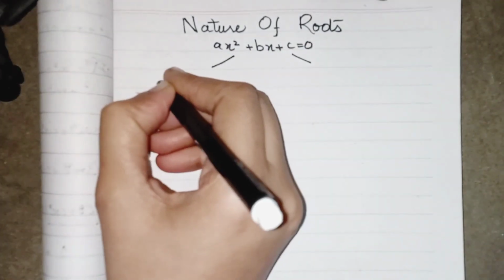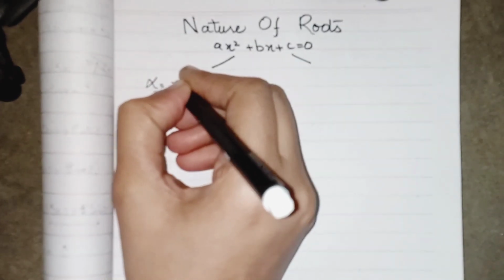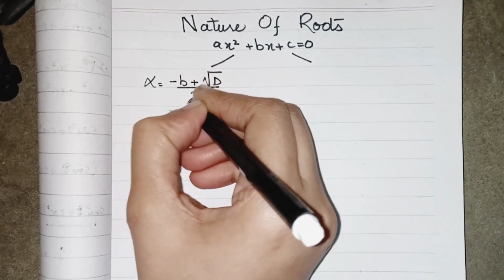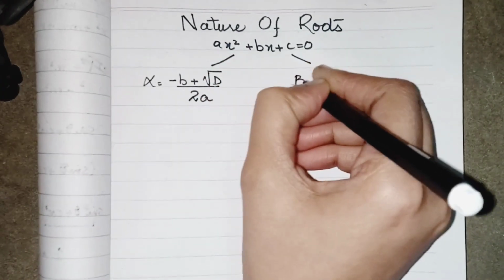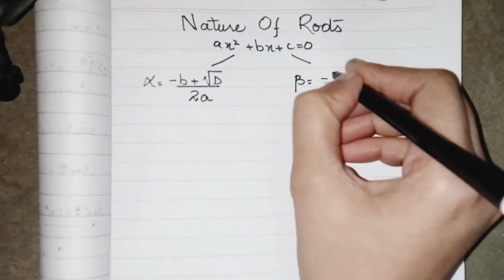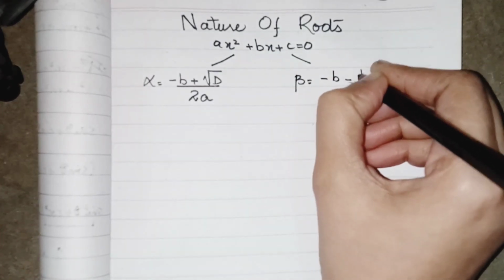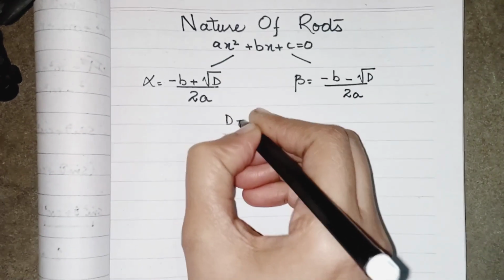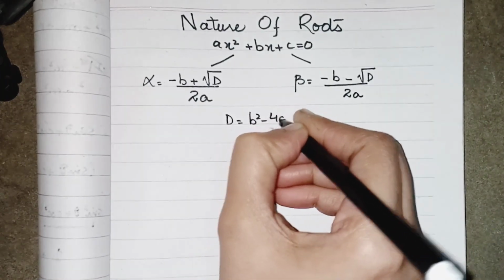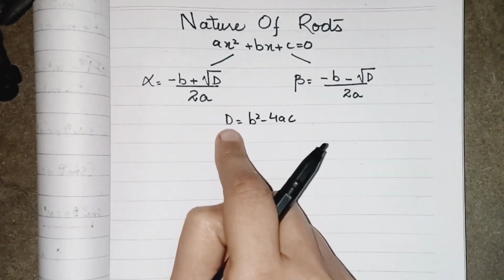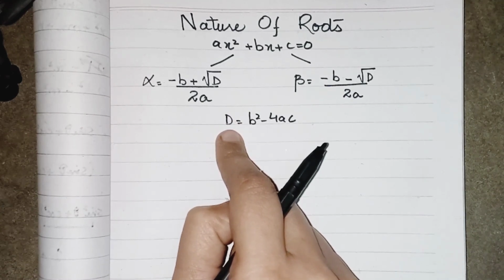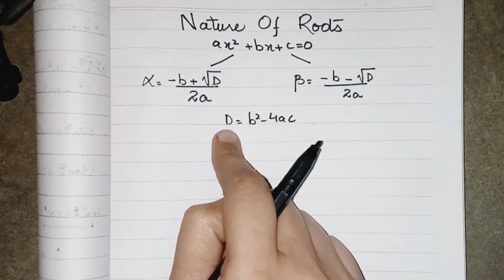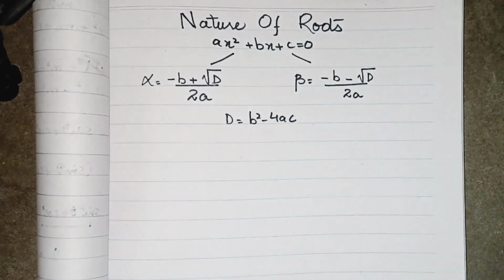By using the formula, we can say that alpha is equal to minus b plus under root D upon 2a, and the other root will be beta, which is equal to minus b minus root D upon 2a. Now what is D? D is equivalent to b square minus 4ac. We can tell the nature of root by this D. This D helps us to find the nature of the root.